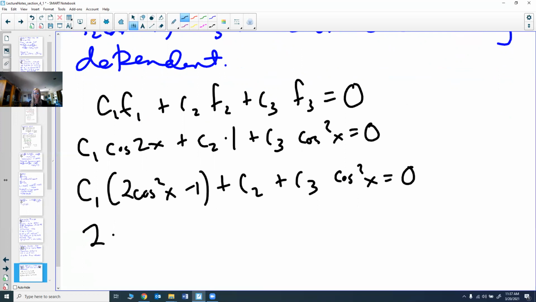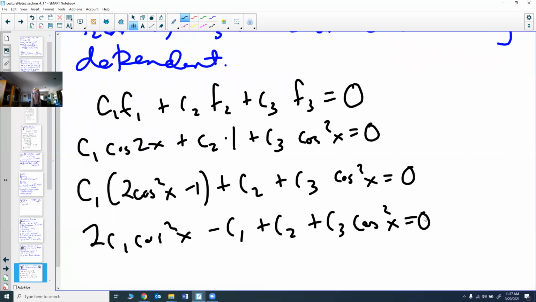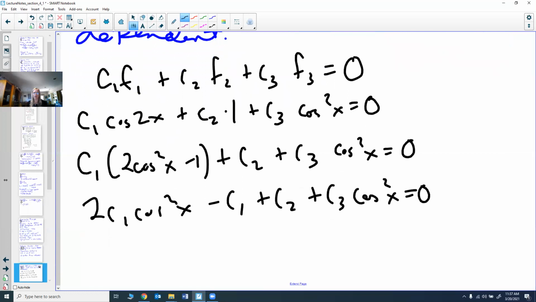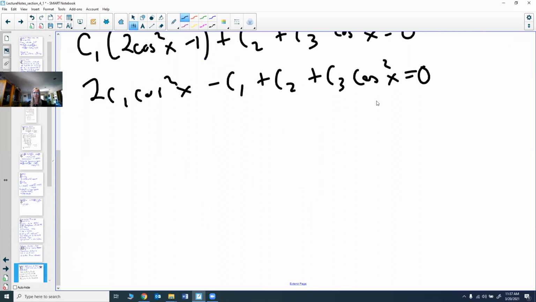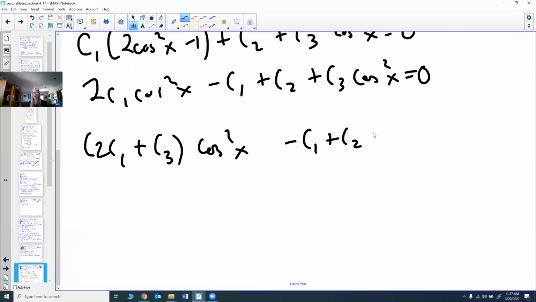So we have 2c1 cosine squared of x minus c1 plus c2 plus c3 cosine squared of x equals 0. Well, what might be helpful here is to put the cosine squareds together. So I notice I have a 2c1 plus c3 times cosine squared of x, and then I have a minus c1 plus c2, which are just constants, equals 0.